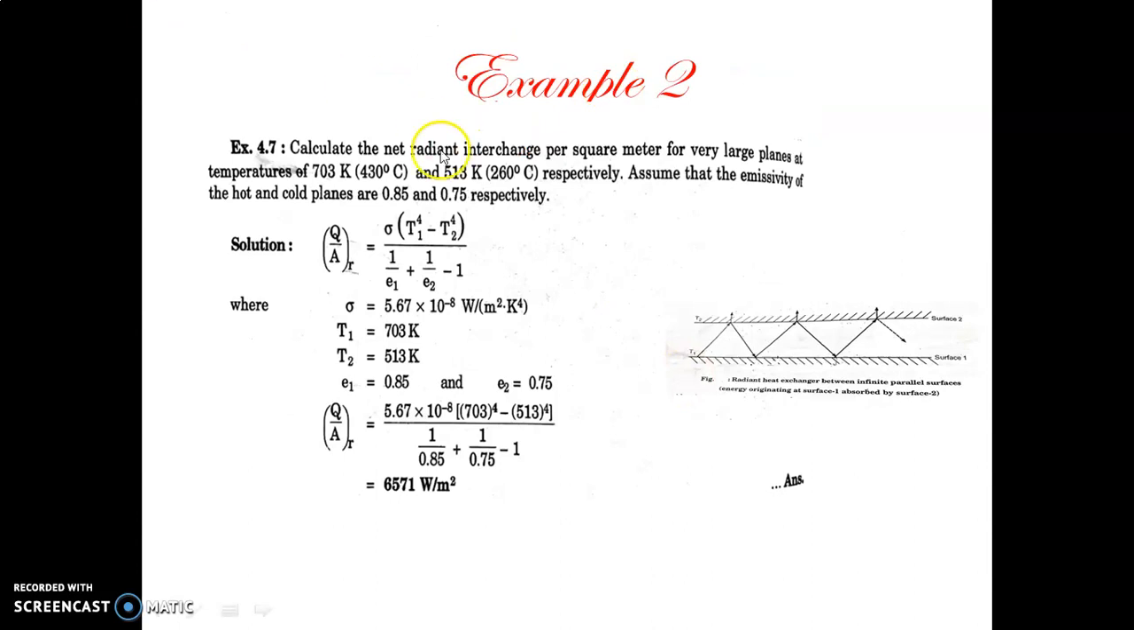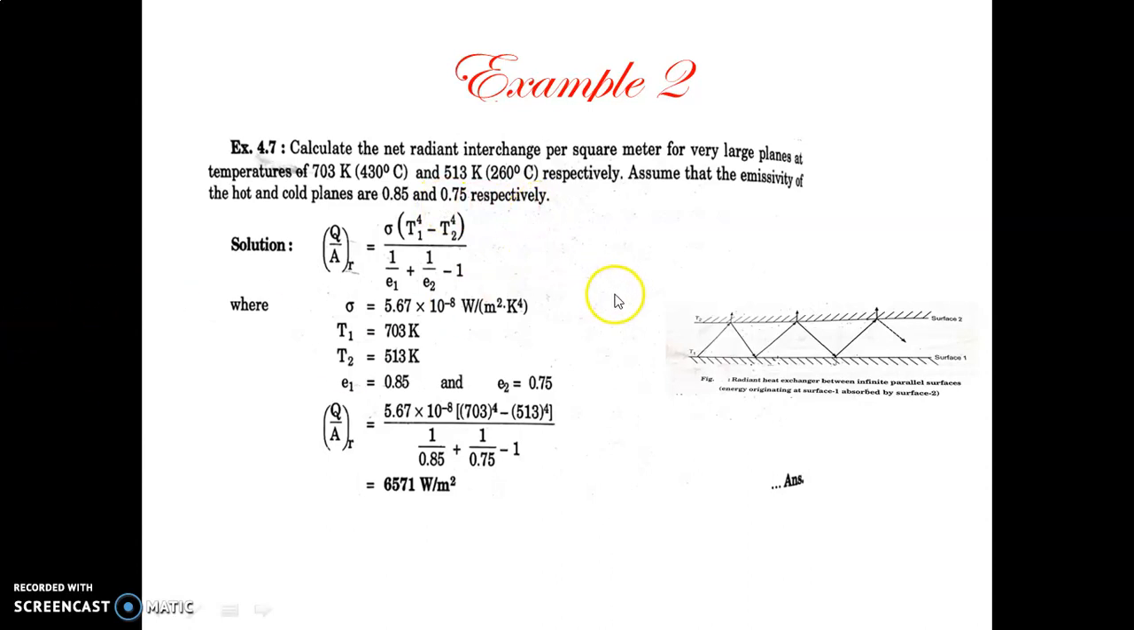Suppose this is the example. Calculate the net radiant interchange per square meter of very large planes at temperatures 703 Kelvin and 513 Kelvin respectively. Assume that the emissivity of the hot and cold planes are 0.85 and 0.75 respectively.